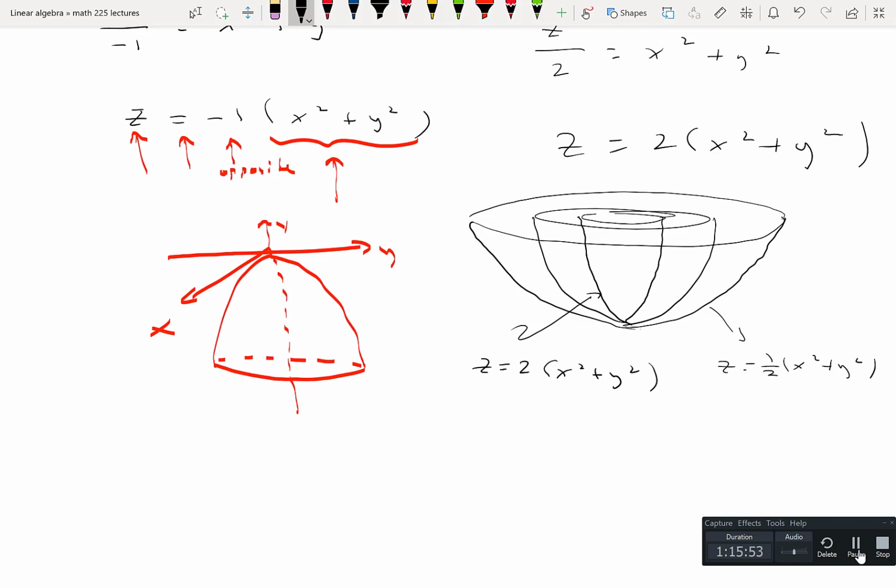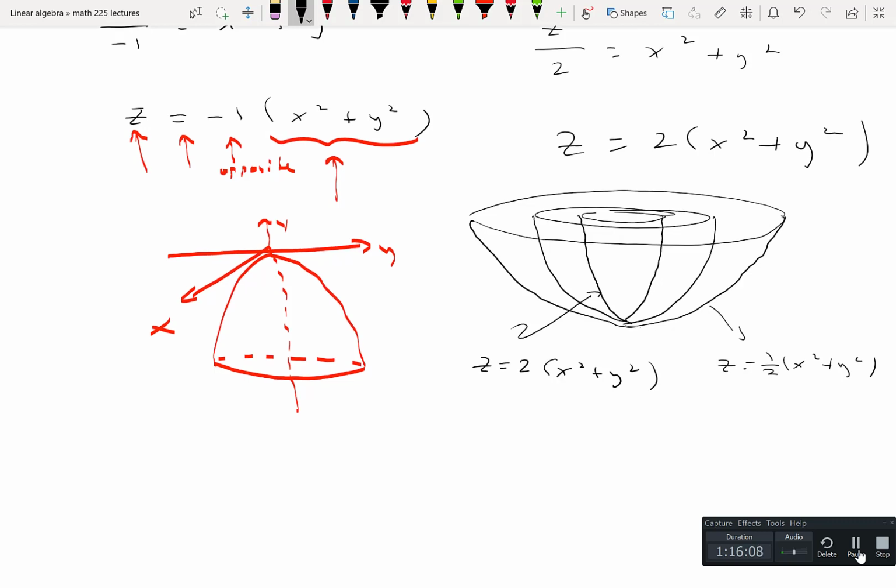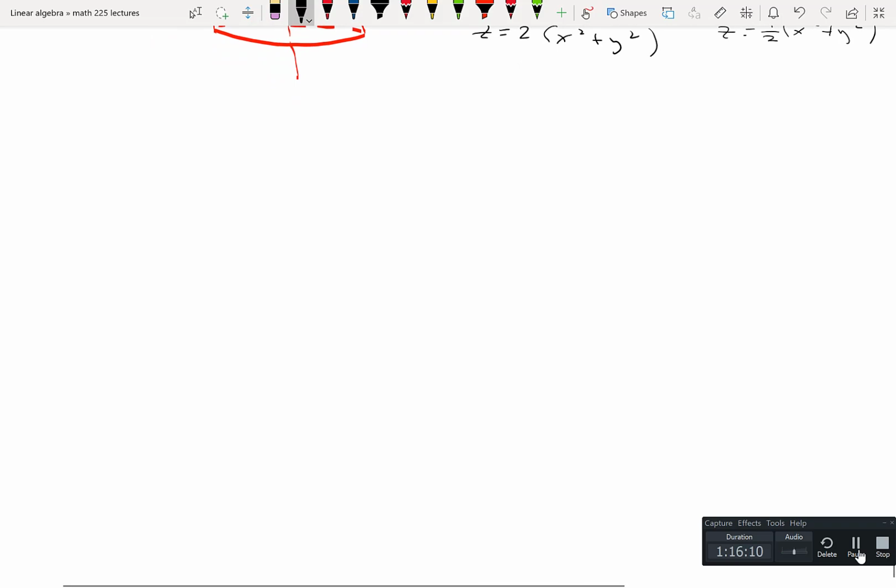Okay, so how do you get the exact shape? You draw traces. You let z equals a constant, take x equals a constant, take y equals a constant. Look at different traces and connect the traces until you get a shape that is what you predict should happen. Okay.